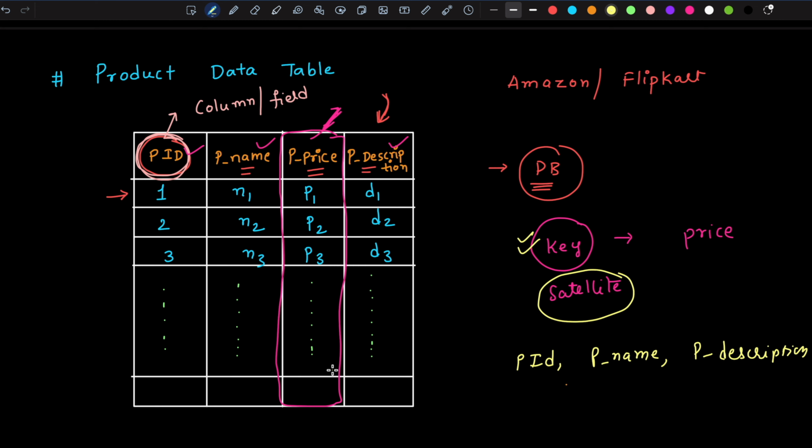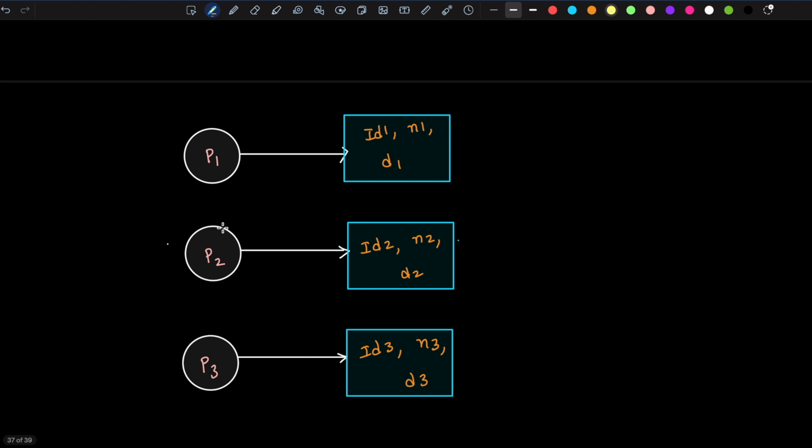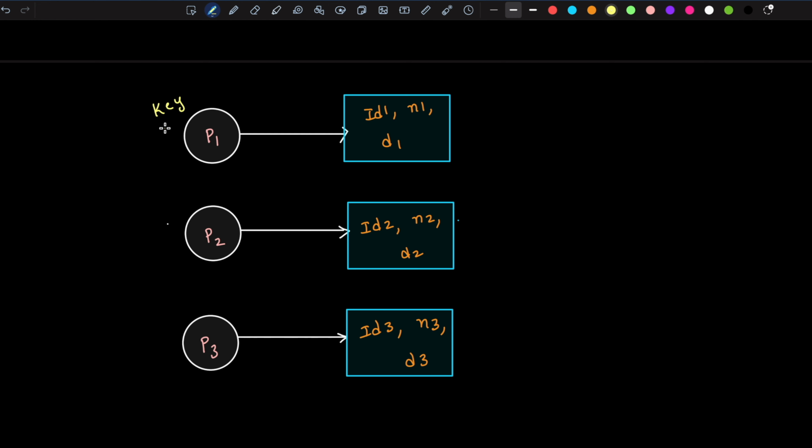For example, I'm just taking the first row, first product information. So P1 is the key. So here I'm just redrawing the same thing here. P1 is the key here. And what about the satellite data? Satellite data is ID1, N1 and D1.